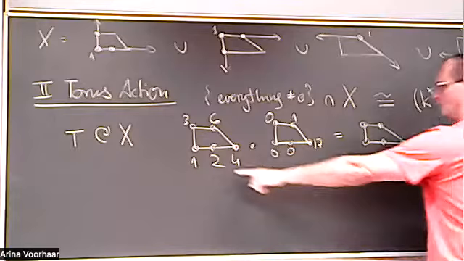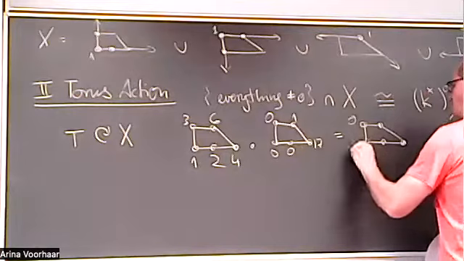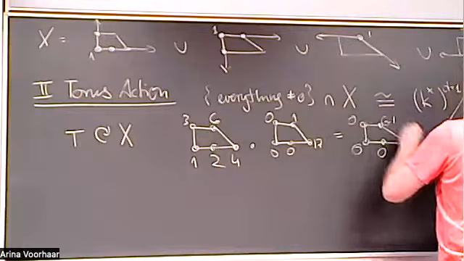Okay, 1 times 0 is 0, 2 times 0 is 0, 3 times 0 is 0. So we keep the zeros and the non-zeros we multiply. 6 times 1 goes here, 4 times 17.